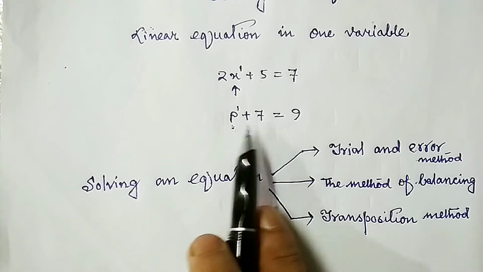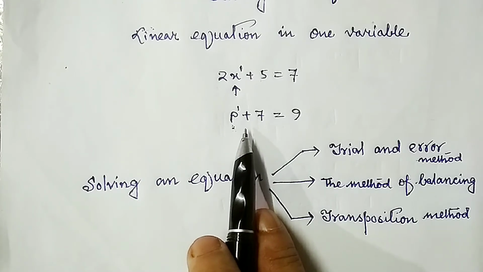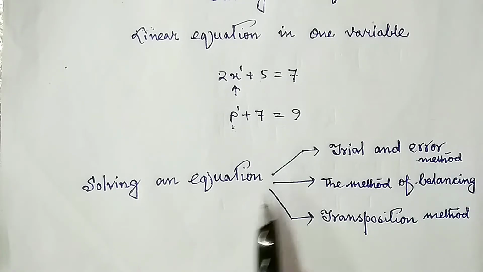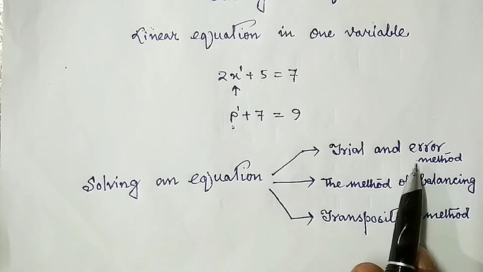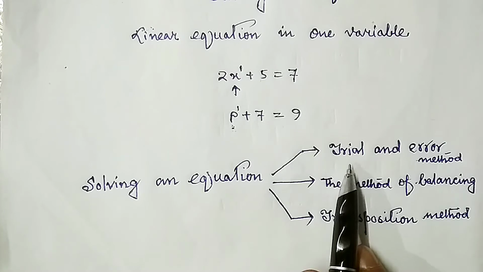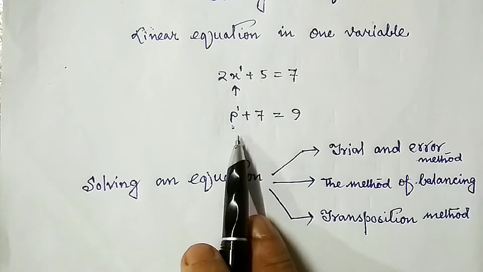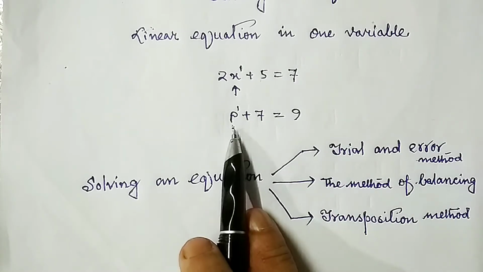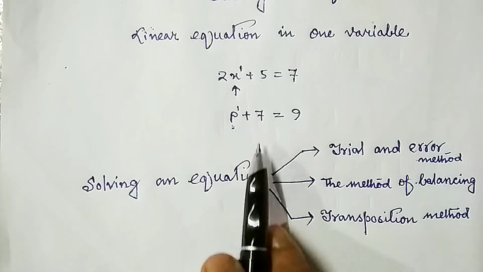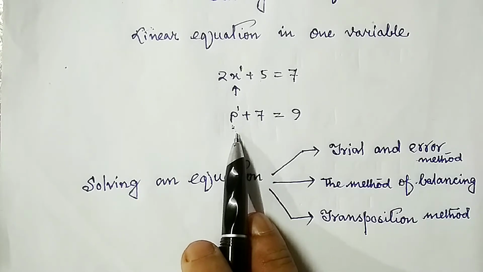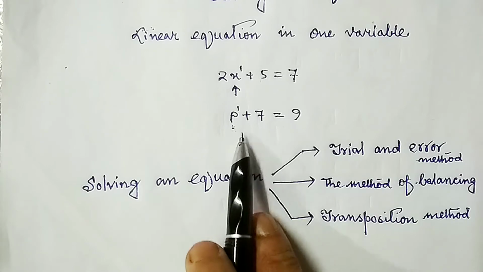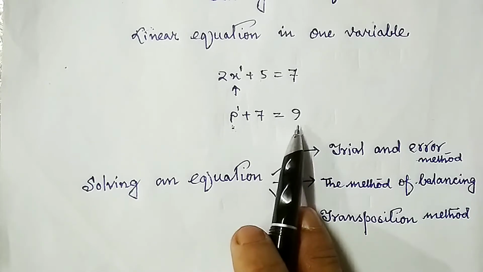Now, how to solve this equation? There are different ways by which it can be done. The first method is called the trial and error method. That means we have to try different values. We have to consider p equal to 1, p equal to 2, p equal to 3. In this way, we keep on trying till the left hand side becomes equal to the right hand side.